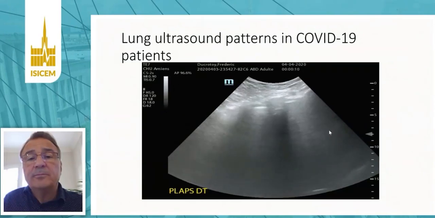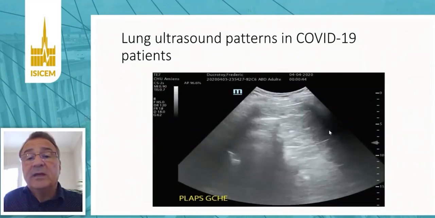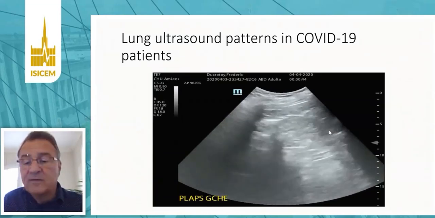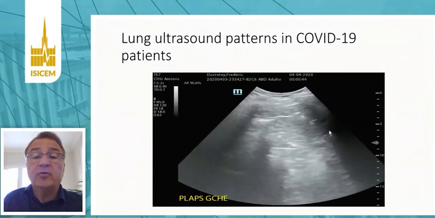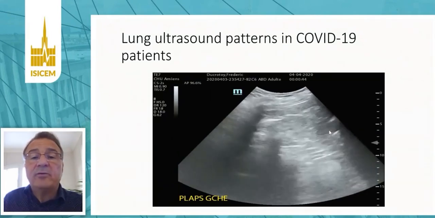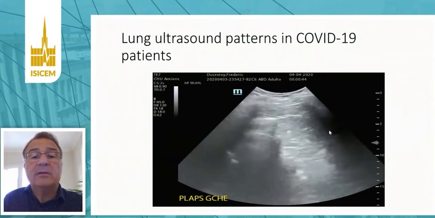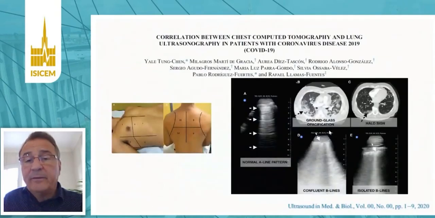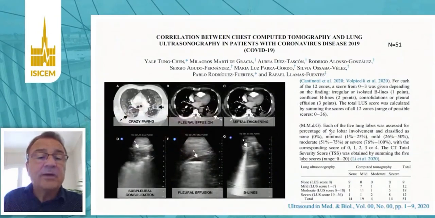And if we look in a posterior position, we usually have no consolidation. Here we are lucky because we got in another patient a big consolidation, and at that time, by using the BLUE protocol, you know that the patient has pneumonia and not a pulmonary edema. So the main conclusion is that when you have a COVID-19 pneumonia, most of the time you have confluent B lines or isolated B lines, sometimes pleural effusion and sometimes a subpleural consolidation.